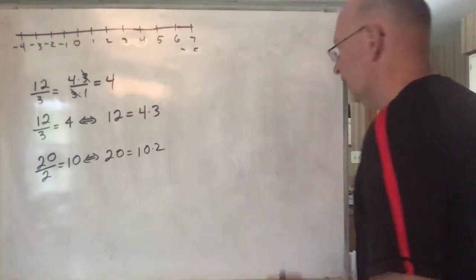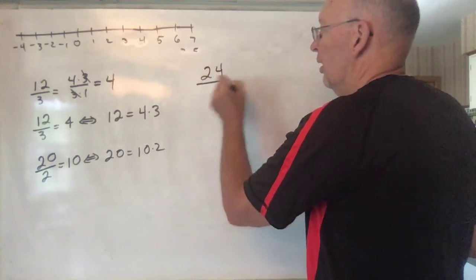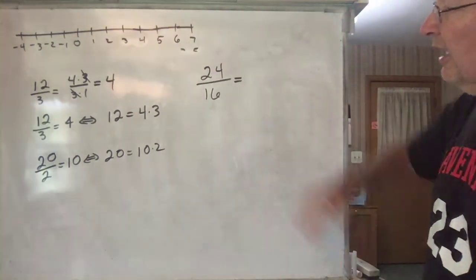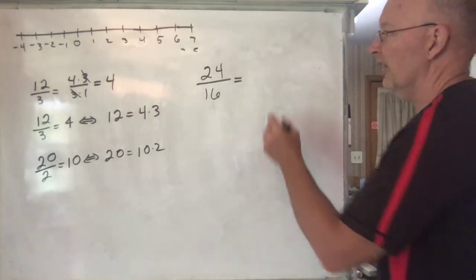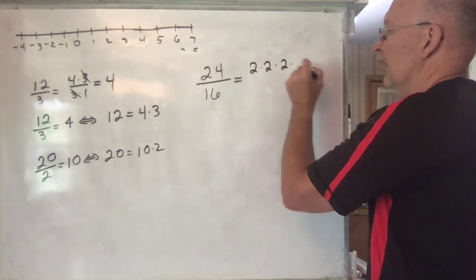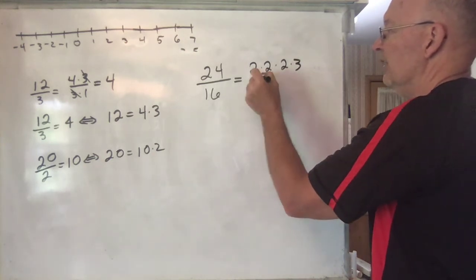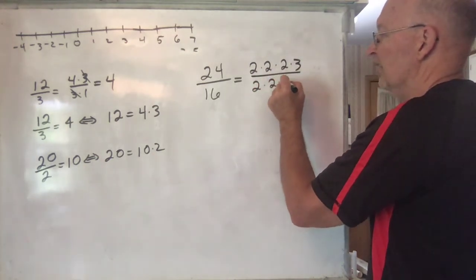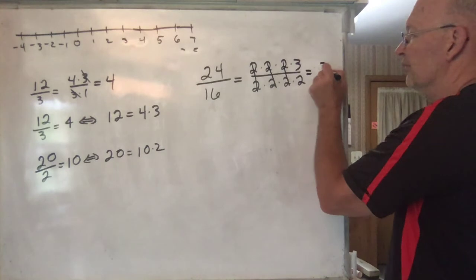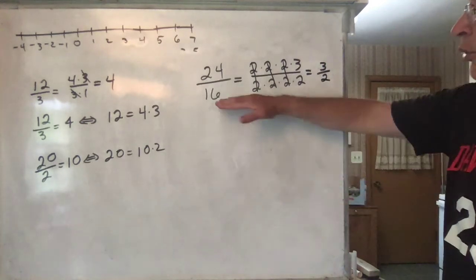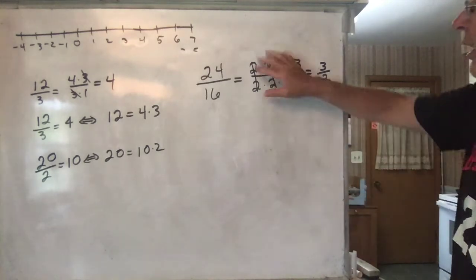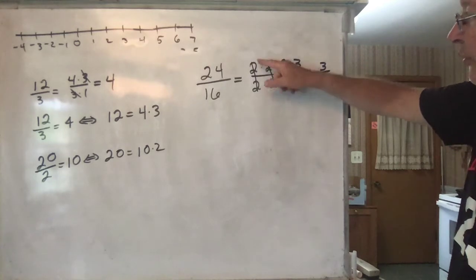If you have 24 over 16, another way to express that is you can write 24 as 2 times 2 times 2 times 3, right? That's 8 times 3. 16 is 2 times 2 times 2 times 2. And then these all divide out, and I end up with just 3 over 2. And again, I'm doing this fairly quickly because I assume you've seen this before. When you're multiplying numbers like this, you can just cancel them out.